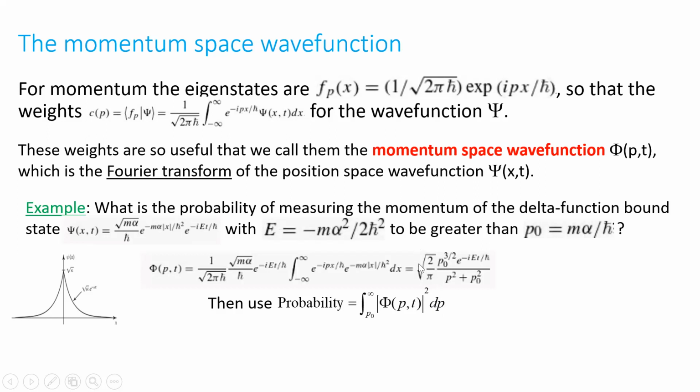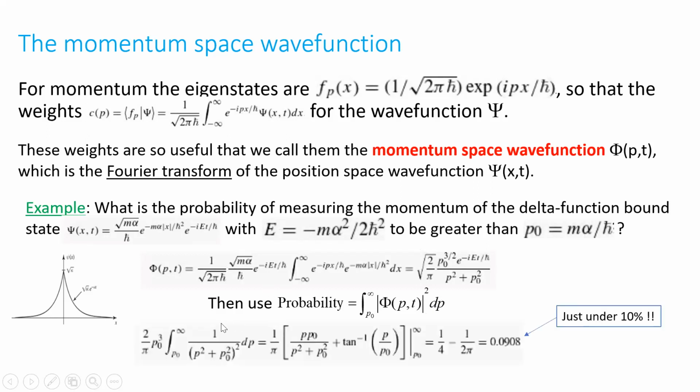Okay, so we're going to take the modulus squared of this. So we're going to get a 2 over pi when we square it, a p naught cubed, and the denominator will be squared. And then because we're taking the modulus squared, this will be multiplied by its complex conjugate, and the time-dependent exponential will cancel. So that's what we get here: 2 over pi, p naught cubed, integral from p naught to infinity of 1 over p squared plus p naught squared, squared.